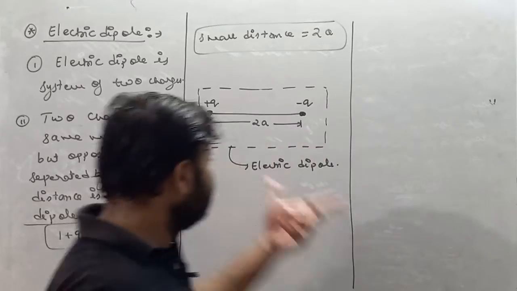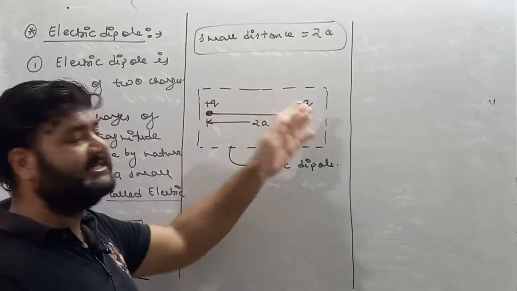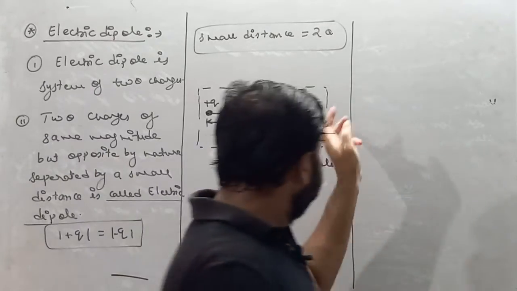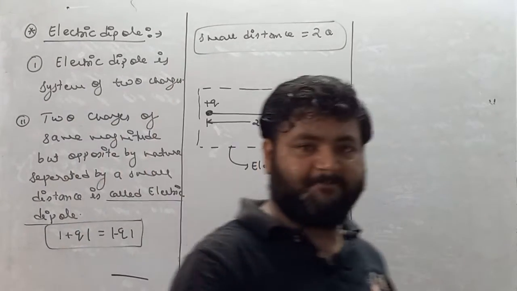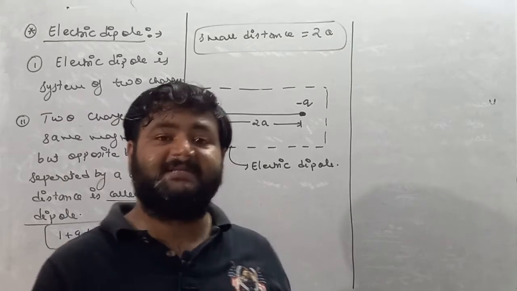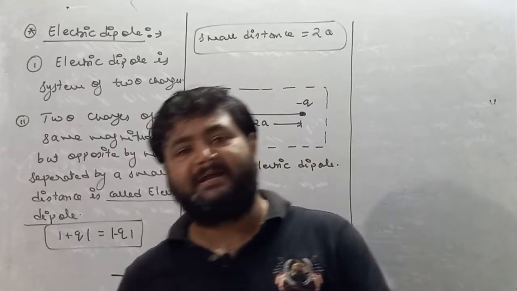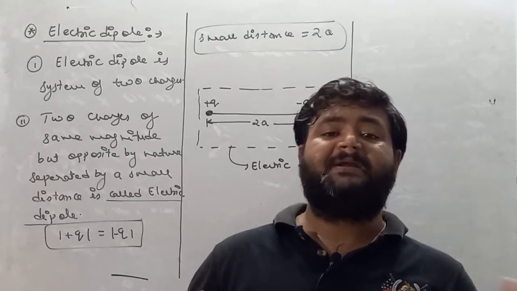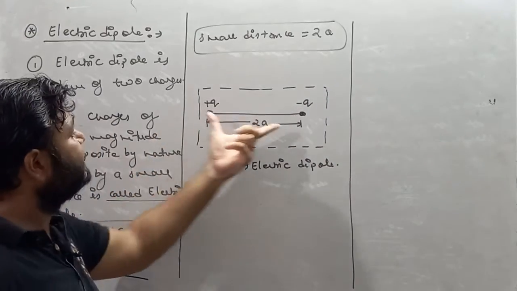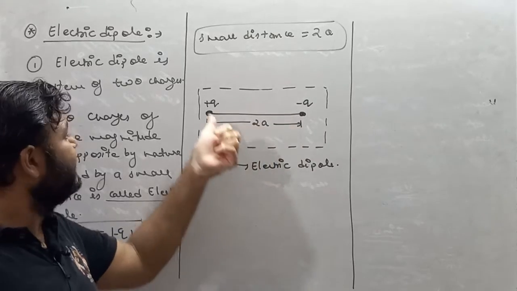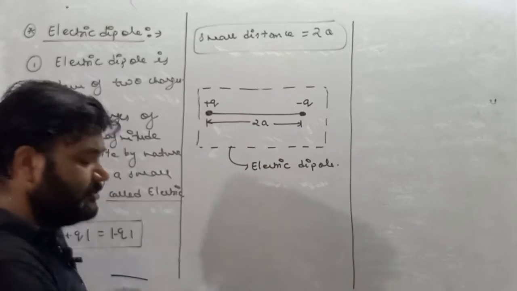So I'll write here, the distance between charges is 2a. The magnitude of charges are similar, their nature are opposite. First charge is plus q and second charge is minus q. This whole system is said to be an electric dipole. So I hope you all understand what actually an electric dipole is. It is a very small system of two charges having same magnitude but opposite by nature, separated by a small distance.